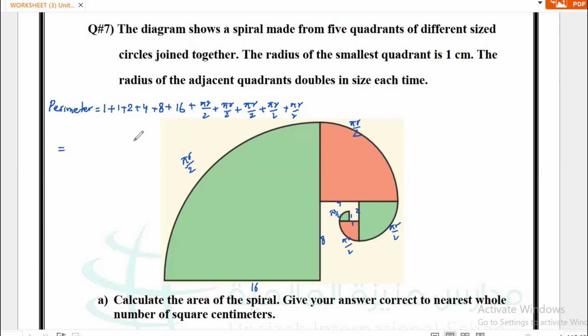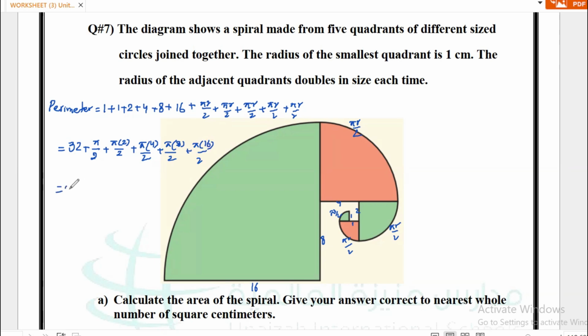So if we add the first, like 1 plus 1, 2, 4, 8, 16, 16 plus 16, 32. And then next you just replace the value of r. Each time it will be double. So it is pi over 4 or pi over 2 straight away. And then r is, for this case, 2. So that means pi into 2 over 2. And then pi into 4 over 2. Next pi 8 over 2. Then pi 16 over 2.